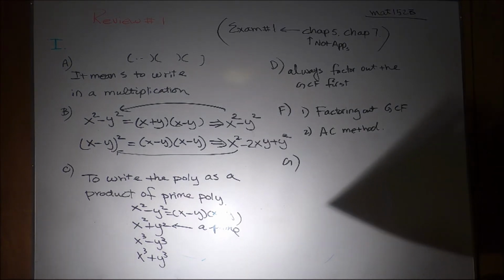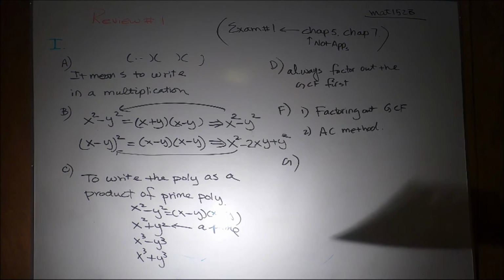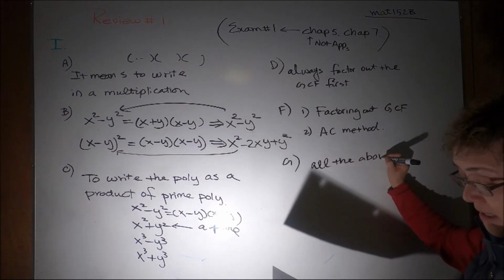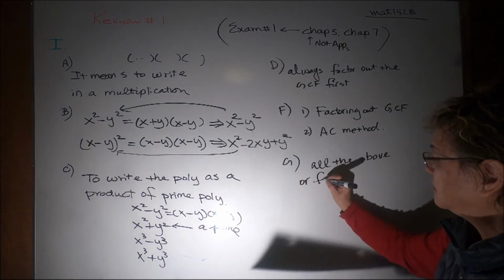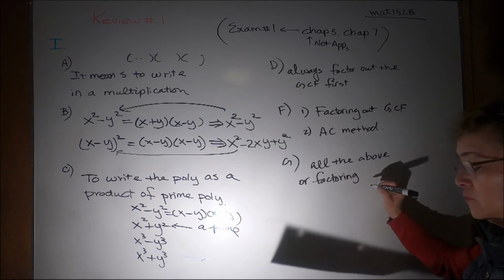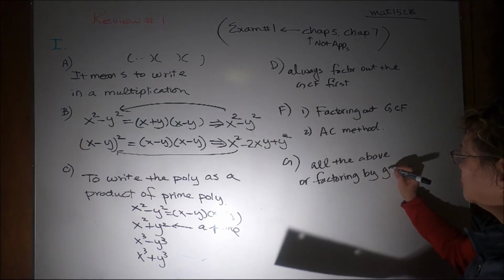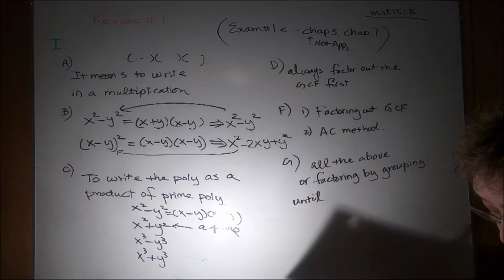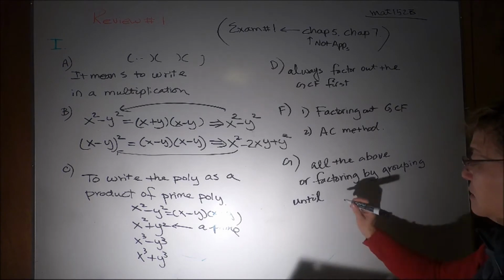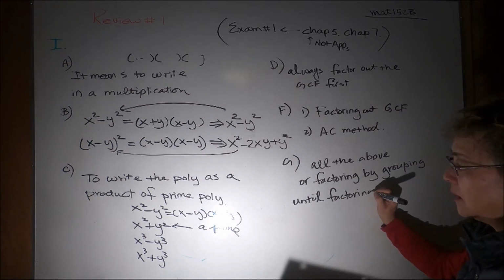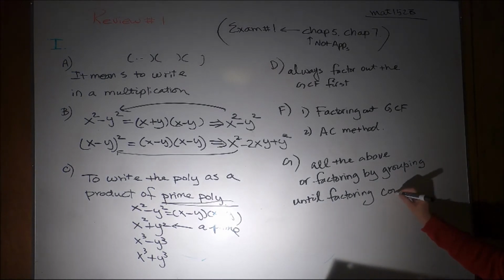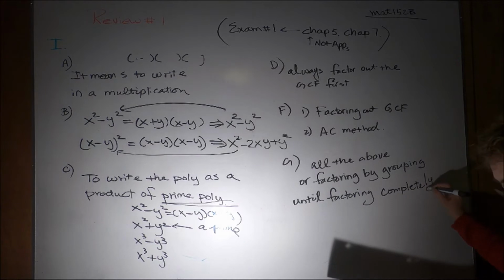If we have more than 4 terms when we try to factor, you will use all the methods you can, all the above, or factoring by grouping. You group the first 2 and the last 2. If it doesn't work, you might switch them around, until when? You always finish when they are all primes. Then we say we have finished, it's complete.